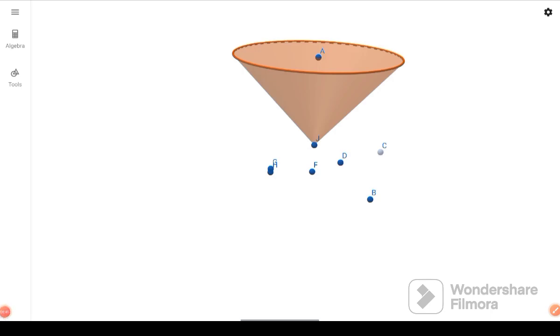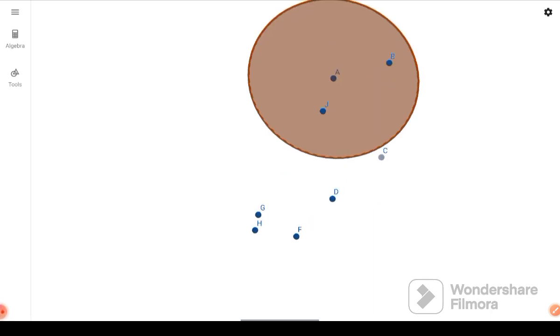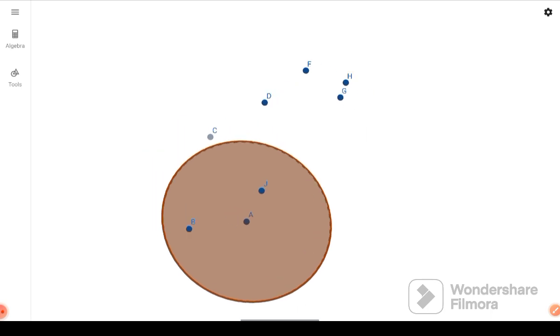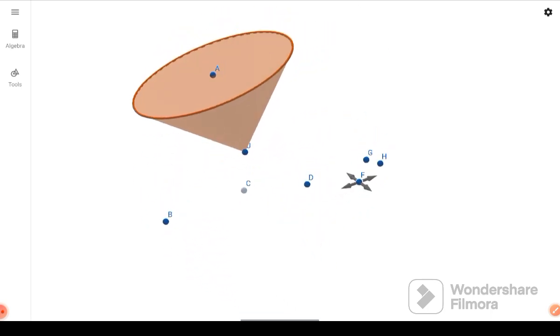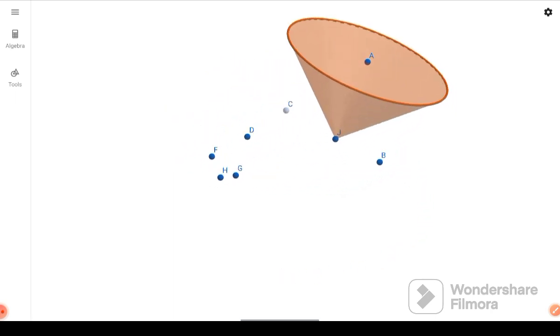So you can see, after cylinder, this is cone. Okay, you can see this.